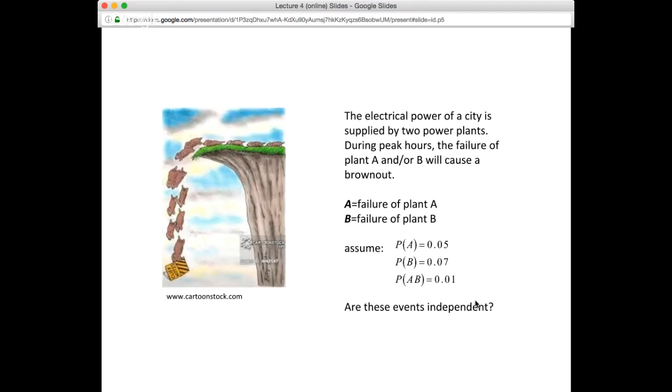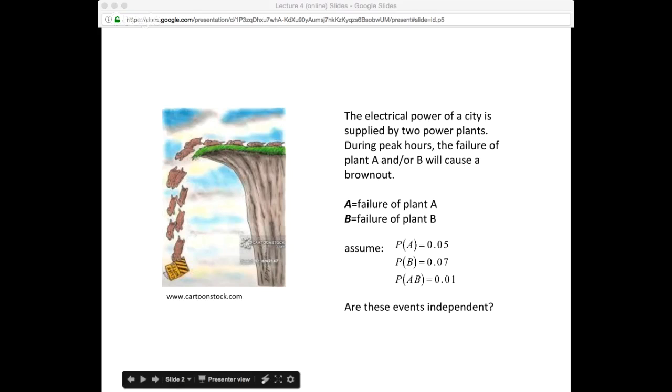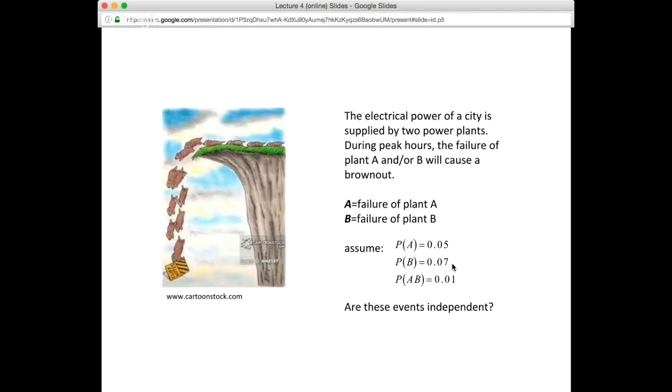So remember, we had this situation where a city was being supplied electrical power by two power plants, and the failure of one or both of those power plants would essentially lead to a brownout in the city. And we defined two different kinds of events. The first event, event A, referred to the case where we had a failure of plant A, and the second event, B, referred to the situation where we had a failure of plant B. And the probabilities of those two failures are shown there. Probability of A occurring is 5%, and the probability of B occurring is 7%, and the probability of both A and B occurring is 1%. So then the question is, are these events independent?